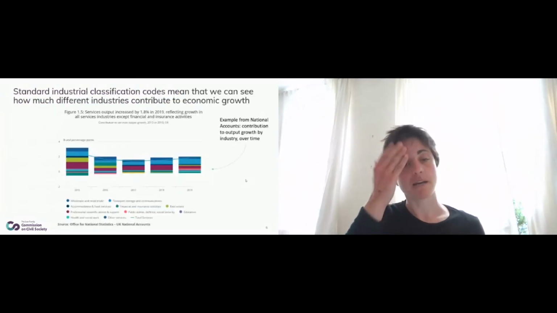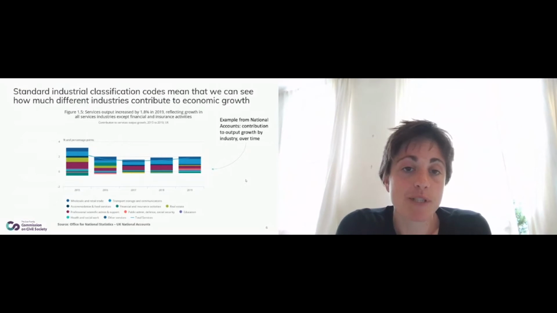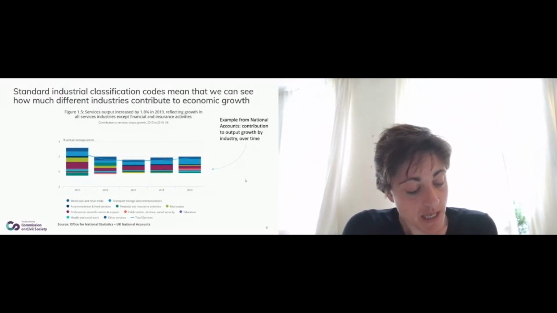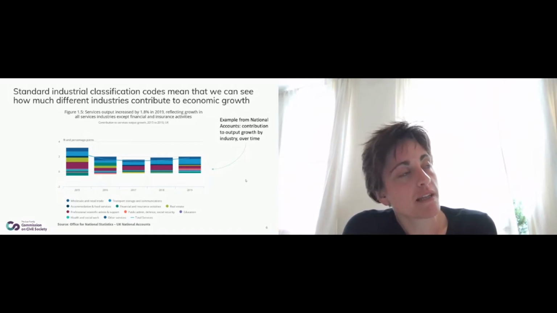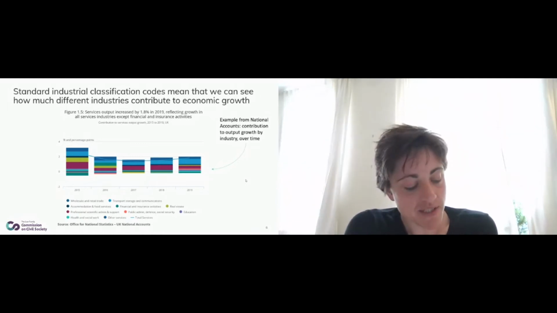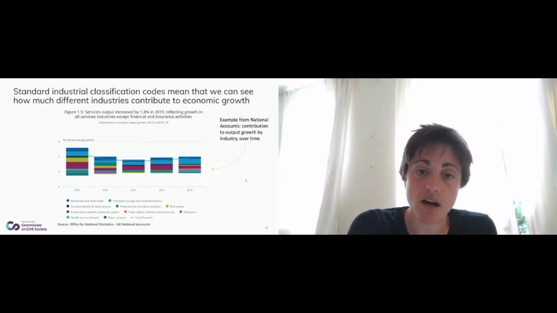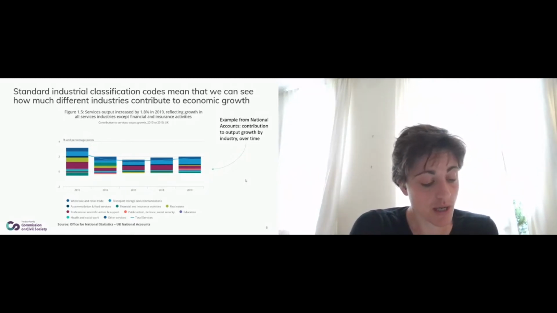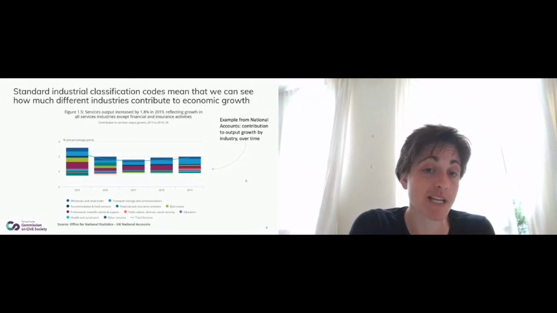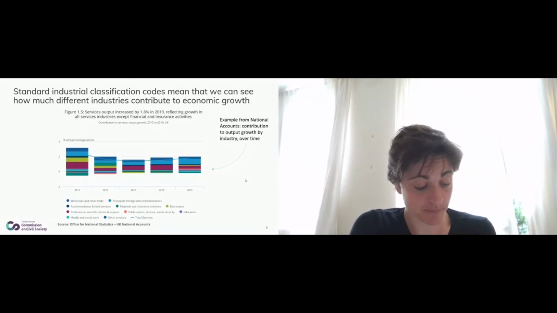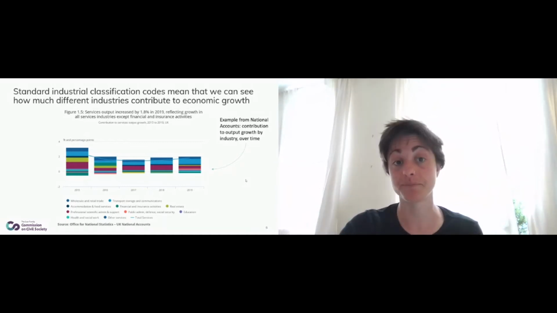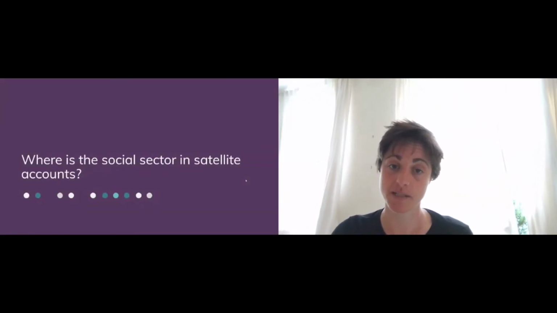And this is just one example of a chart that I pulled out of an ONS report, which shows us how different industries are contributing to output growth. SIC codes are used, for example, in the fortnightly business insights data that's been collected throughout coronavirus. That tells us, for example, how many businesses in different industries are temporarily closed, how many are currently experiencing a lower turnover than usual, how many months' reserves they have in the bank. There is loads of really interesting information at this industry level. So, big question, where is the social sector in satellite accounts?